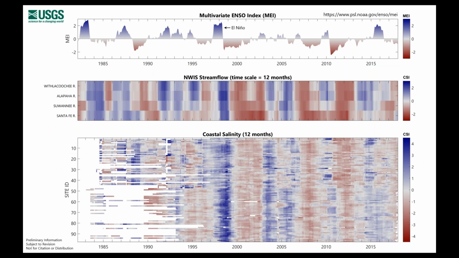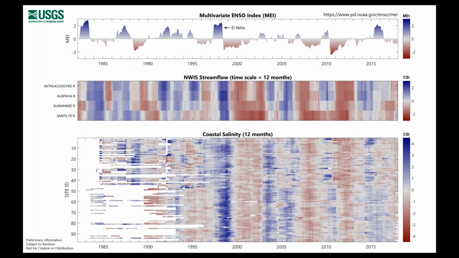This figure ties together climatology with the CSI calculations. Top panel shows the multivariate El Nino Southern Oscillation Index, or ENSO. Middle panel shows the CSI applied to the NWIS stream flow. And the bottom panel shows the CSI across 94 salinity monitoring stations in Suwannee Sound. So there are some clear connections between atmospheric oscillations, stream flow, and salinity, which you can see by following areas of dark blue and red vertically across these panels.